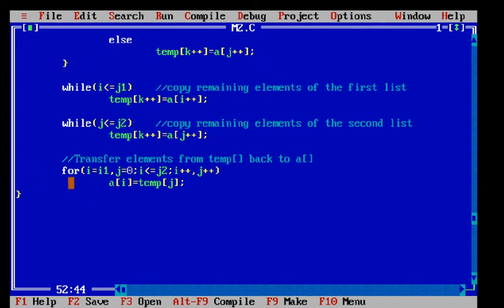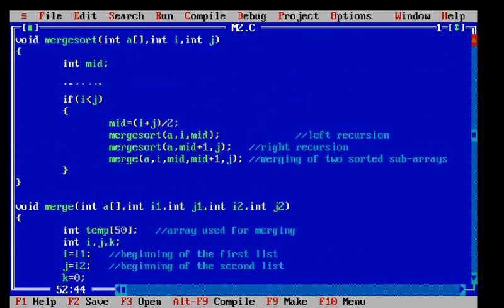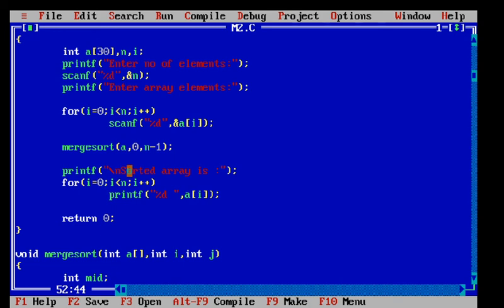Now the last remaining step is that we transfer the elements from the temp array to the a array. So for i equal to i1, j equal to 0, i less than or equal to j2, i plus plus, j plus plus: a of i equal to temp of j. This is the definition of the merge function. Now the control goes back to the main function, and here we print the sorted array: for i equal to 0, i less than n, i plus plus, we print the array a of i.